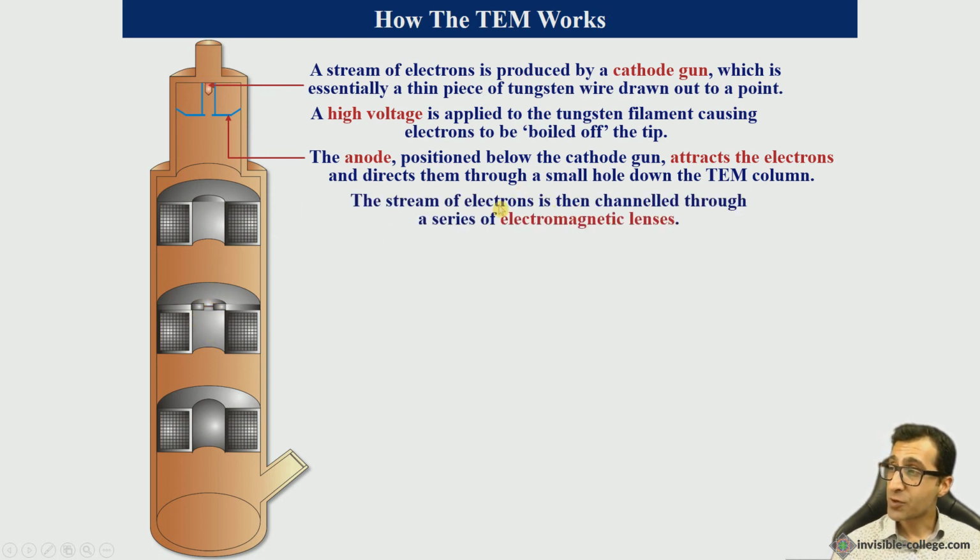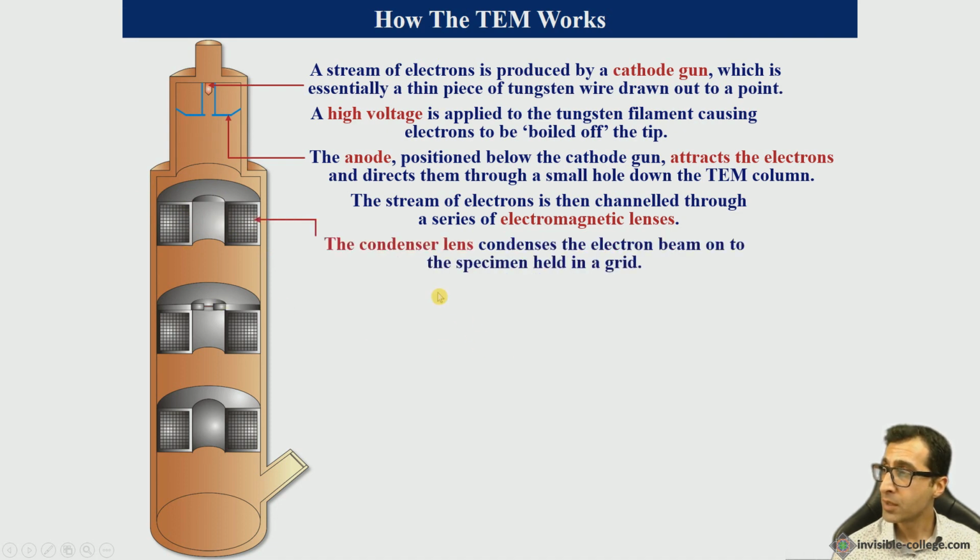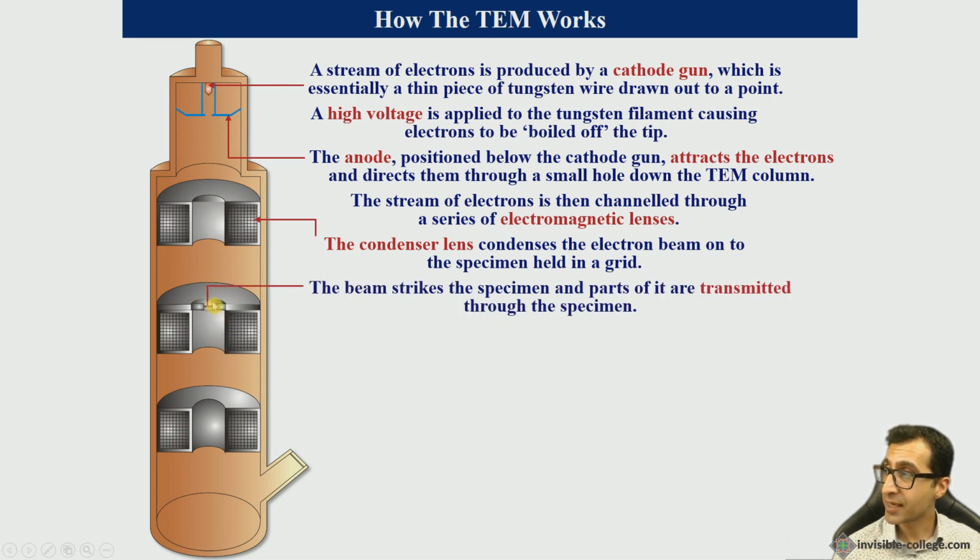So the stream of electrons is then channeled through a series of electromagnets. Now these electromagnets produce a field which functions in a similar way to the lenses found in an optical microscope. So rather than using material glass lenses, we are using electromagnetic lenses to focus that beam of electrons. So we start with the condenser lens, and this condenses the electron beam into a very fine stream which passes through the specimen stage, which is held here.